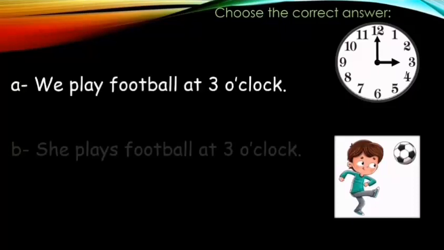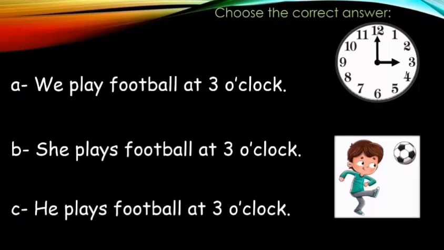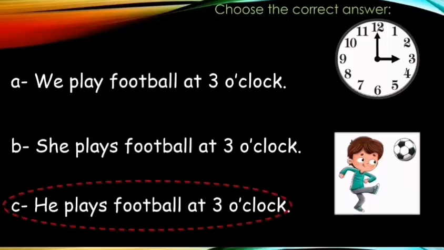Choose the correct answer. Here we have three sentences also. So we are going to read number A. We play football at 3 o'clock. She plays football at 3 o'clock. He plays football at 3 o'clock. You can see the boy play. So the boy plays football at 3 o'clock. So we are going to choose number C. He plays football at 3 o'clock. That's right.